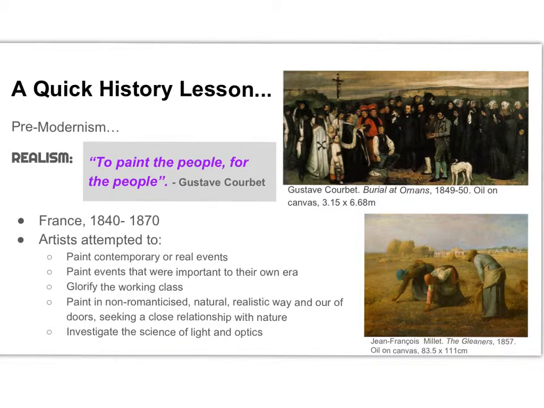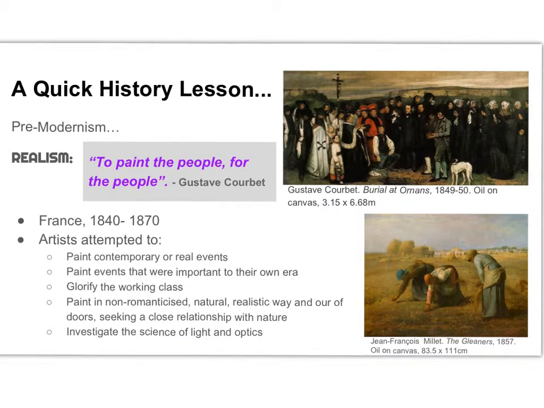All right, so if we look at realism as a trigger point in terms of a shift occurring in the acceptable subject matter and the way the subject matter was depicted, a great quote that sums this up is by Gustave Courbet, which is to paint the people for the people. All right, so we've got this movement that is looking to depict reality, the mundane, everyday events that were occurring.